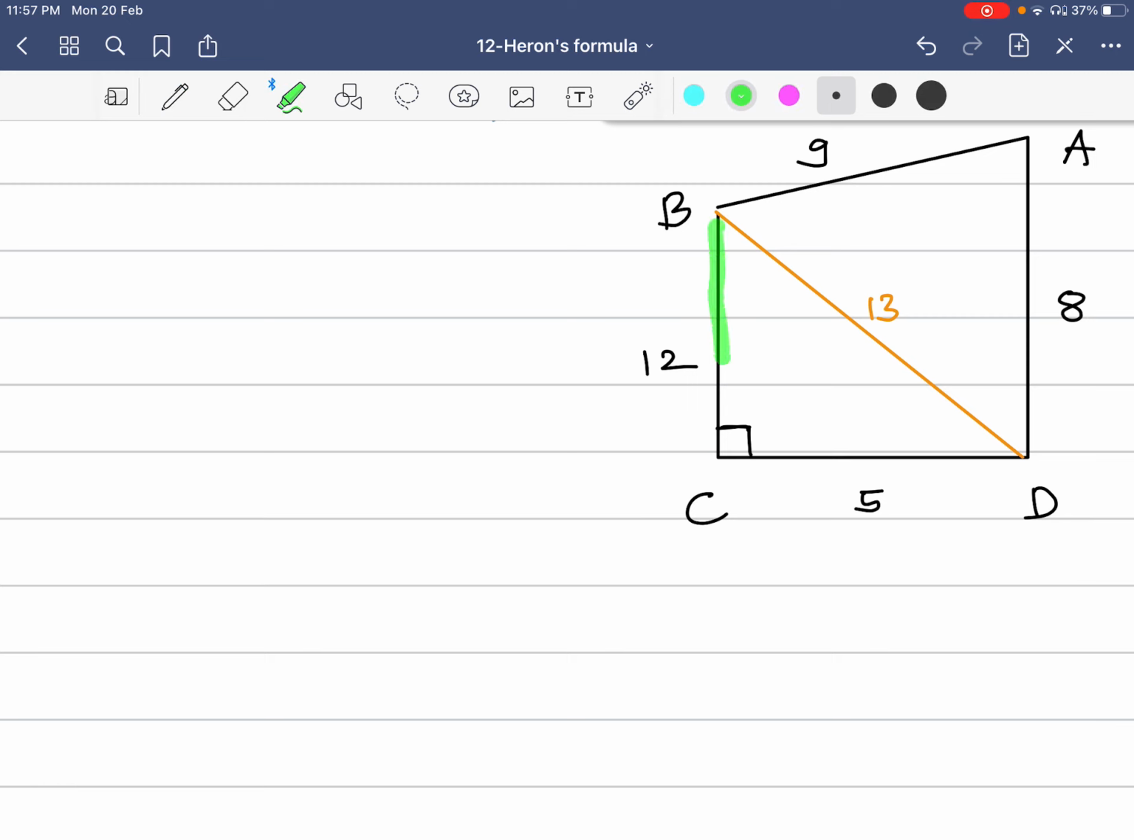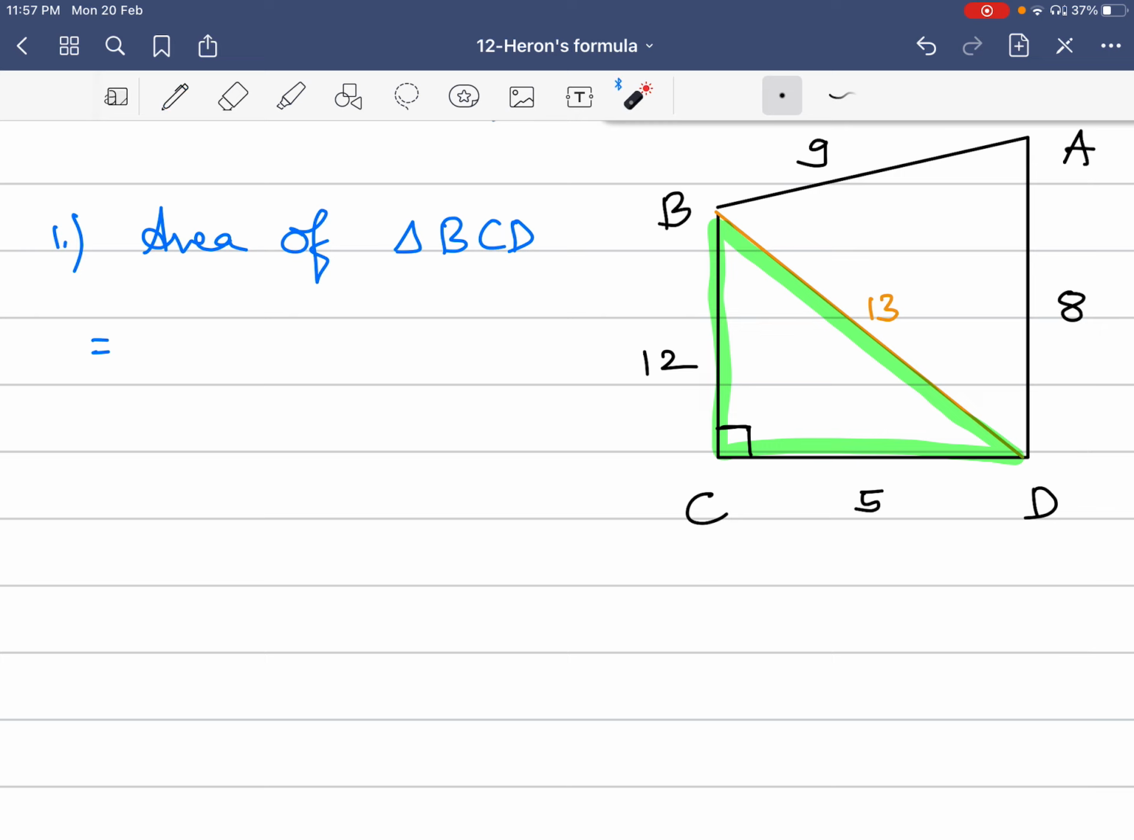Okay, let's try to highlight it. So BCD is one triangle. Let's find its area. Area of triangle BCD is equal to, now we can find the area of triangle BCD using Heron's formula because we know all the three sides of the triangle. However, BCD is also a right angle triangle, which means if this is the height of my triangle, then this is the base of my triangle. So instead of using Heron's formula, which is a bit complicated and a time consuming process, let's use a simple formula, which is half into base into height.